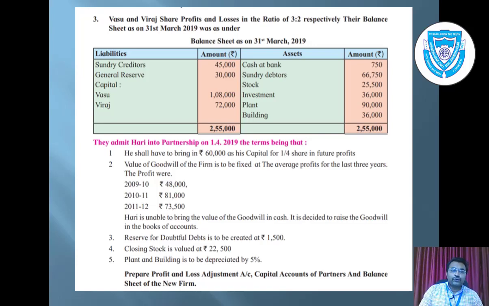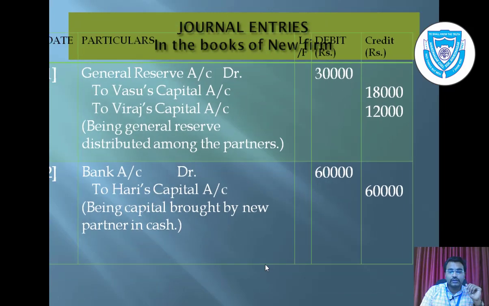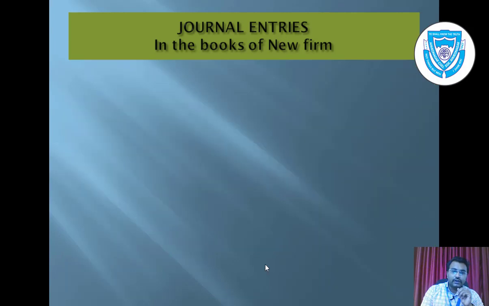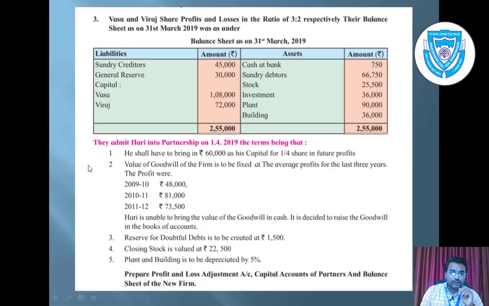But before that, we had learned how to make the journal entries in the previous lecture. So we will start with the journal entries first, then we will go for the ledger accounts which are asked here in the problem. So the first journal entry, as I have told you, is the distribution of reserves and funds. Here the amount of general reserve is 30,000. So it should be distributed in a 3:2 ratio, which is given here. So divided by 5, 5 sixes are 30,000, that is 6,000 per share.